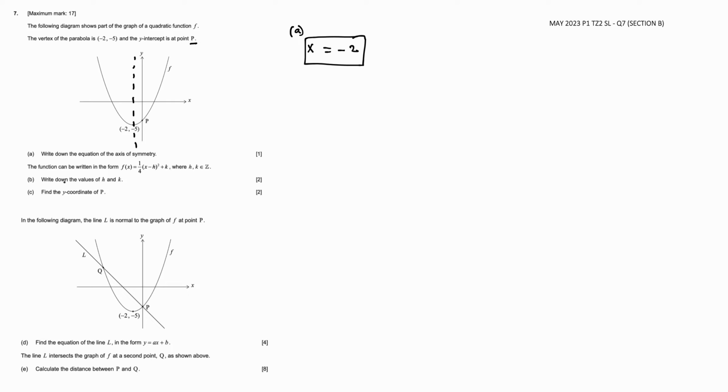Okay. Now, the function can be written in the form f(x) = 1/4 (x - h)² + k, where h and k are integers. So part B is telling us to find the values of h and k. Now what does this expression look like? 1/4 (x - h)² + k. This is nothing but the vertex form of a quadratic equation.